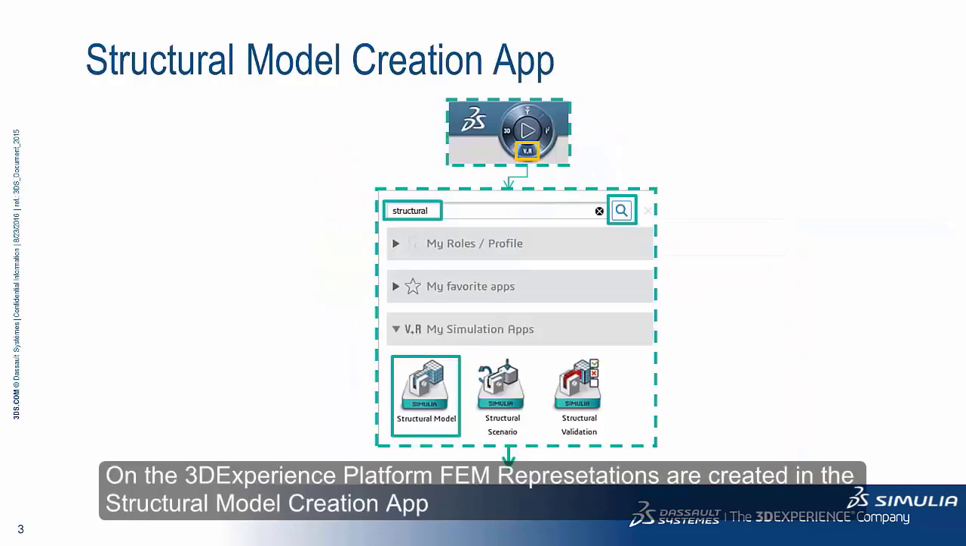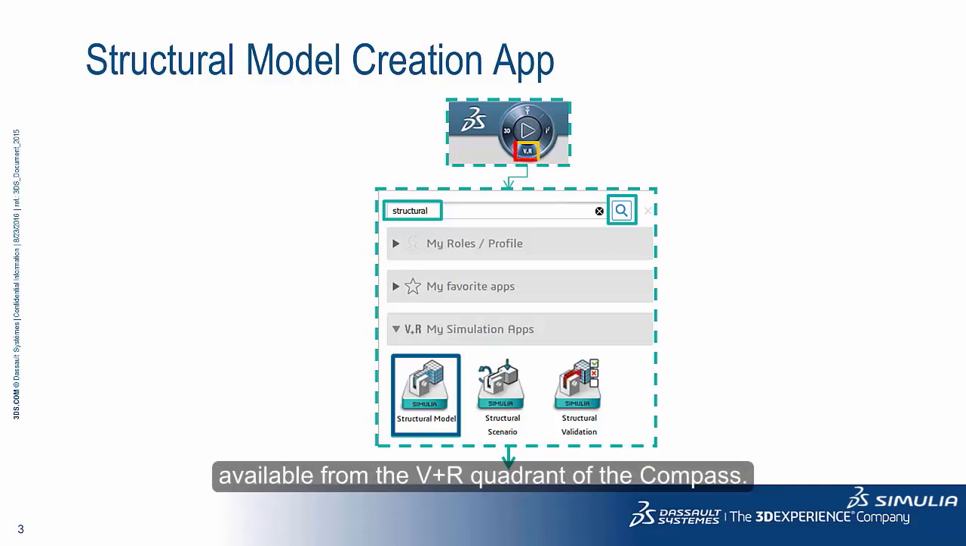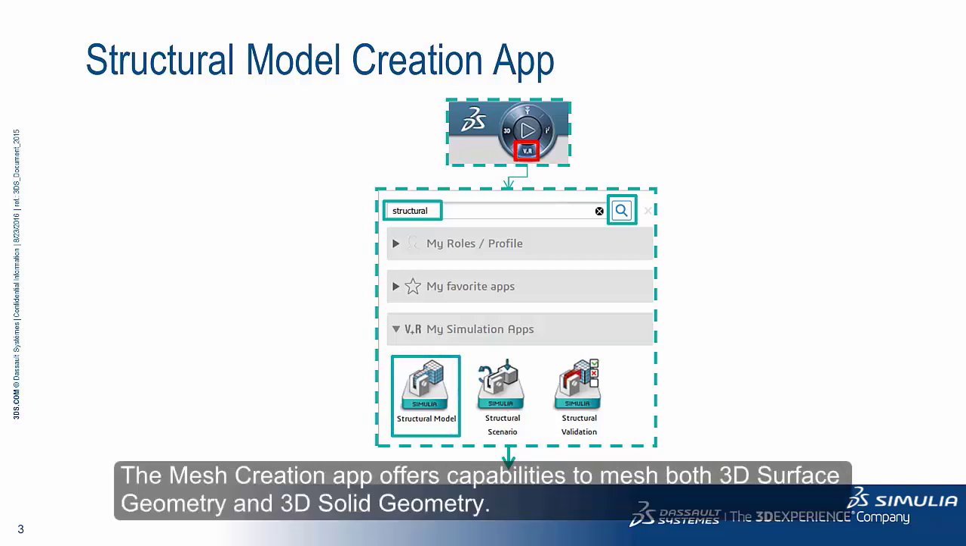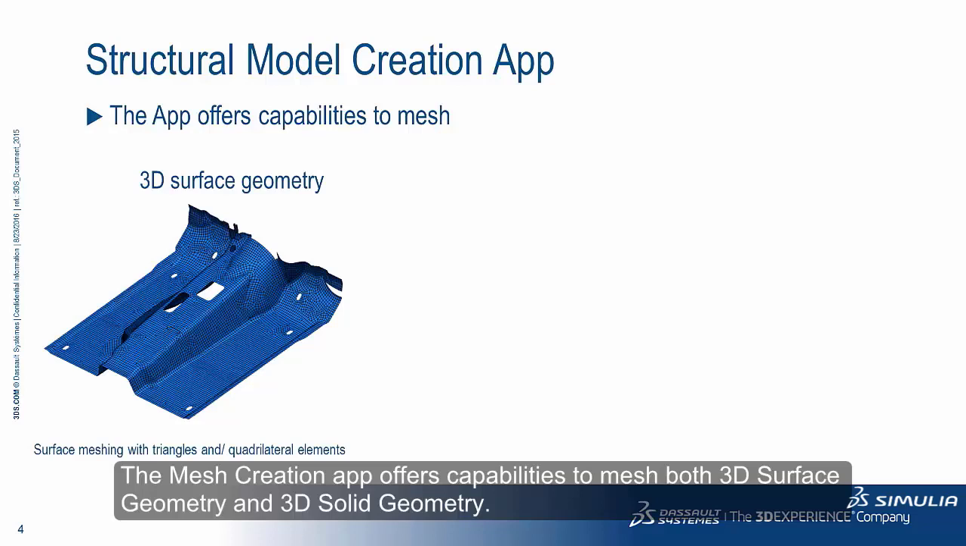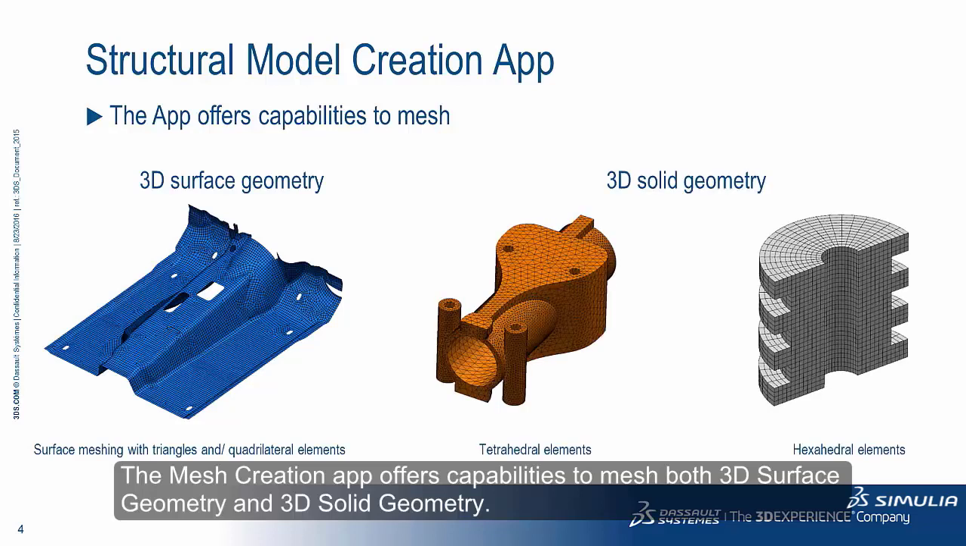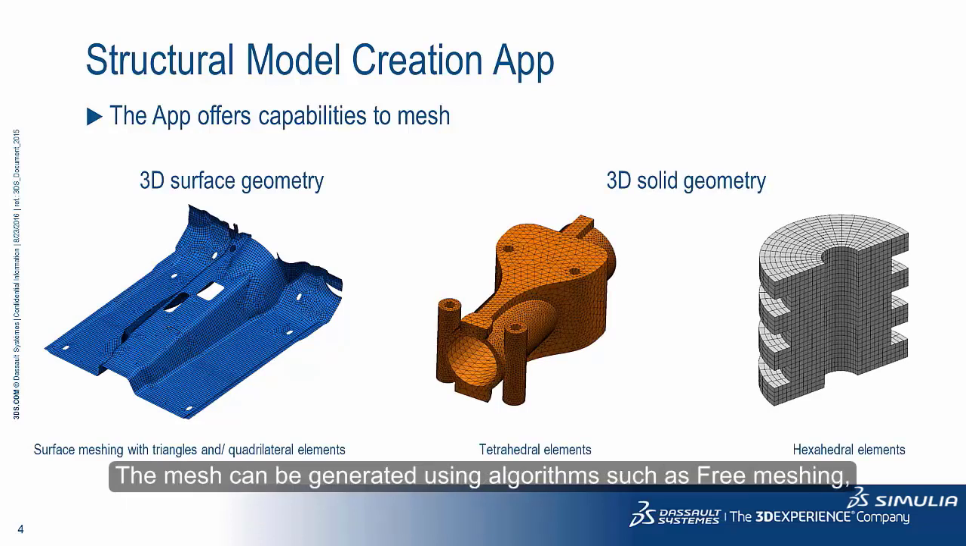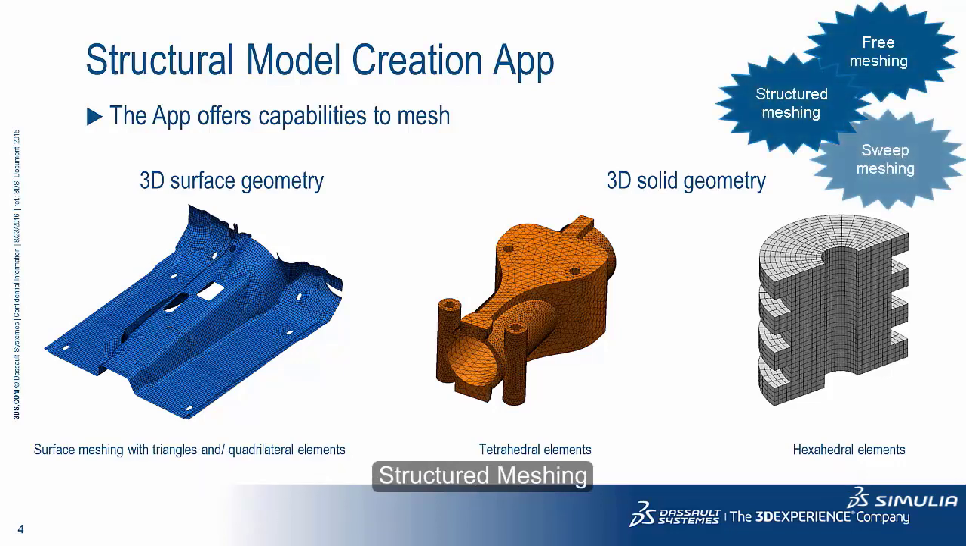On the 3DEXPERIENCE platform, FEM representations are created in the structural model creation app available from the V plus R quadrant of the compass. The mesh creation app offers capabilities to mesh both 3D surface geometry and 3D solid geometry. The mesh can be generated using algorithms such as free meshing, structured meshing, and sweep meshing.